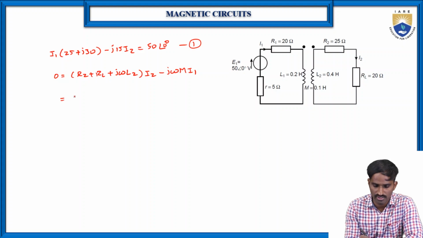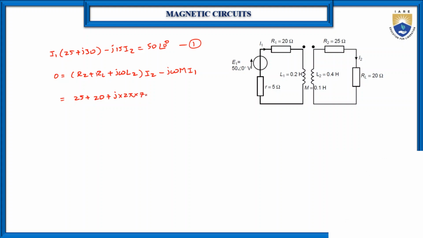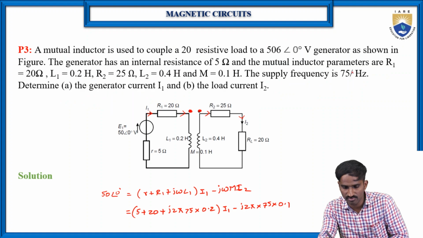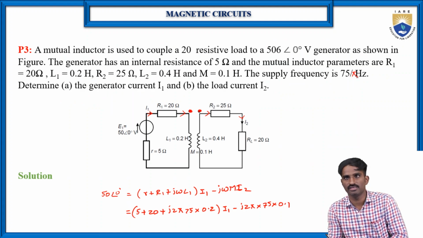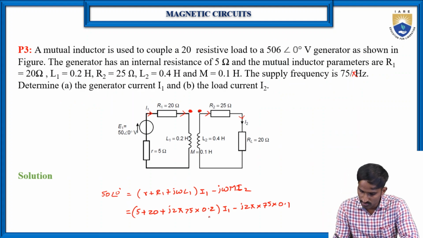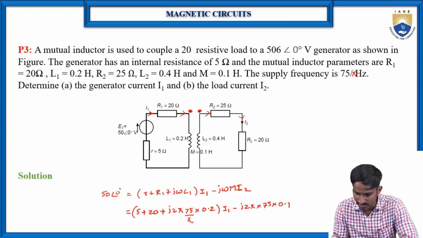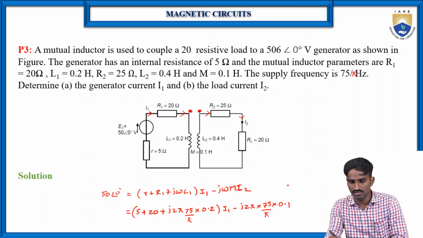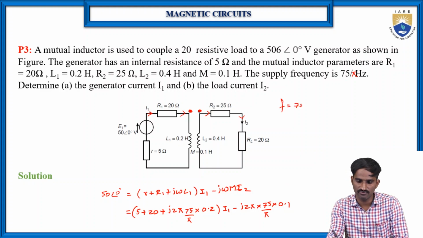The value of R2 here is 25 plus, and RL here is 20, and j into 2π into F, where F is equal to 75. Sorry, here it is not only 75, there is some printing mistake. Here it is actually 75 by π. Some typo mistake is there. So the frequency F is equal to 75 by π Hz, right?